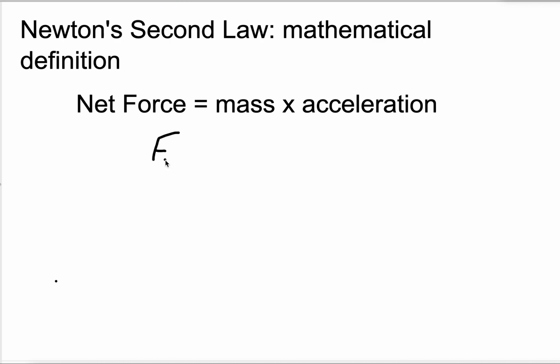I would write it out as F net, the net force, equals mass times acceleration. Most of the time when you see this equation, people just assume that you know this is the net force, and so it's just written out as F equals ma. I want to make it really explicit though for everyone, that you know it is the net force. All right. So F equals ma.